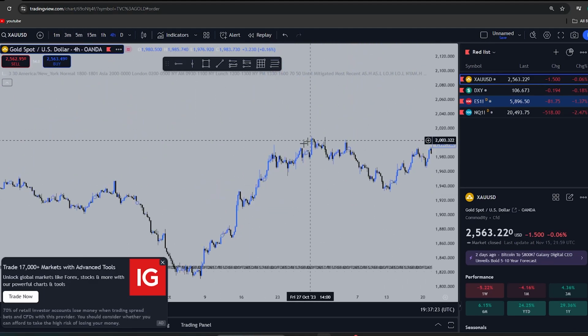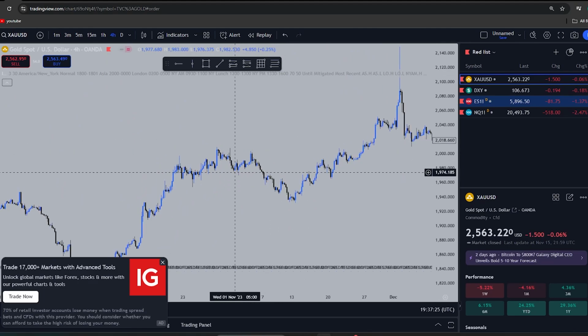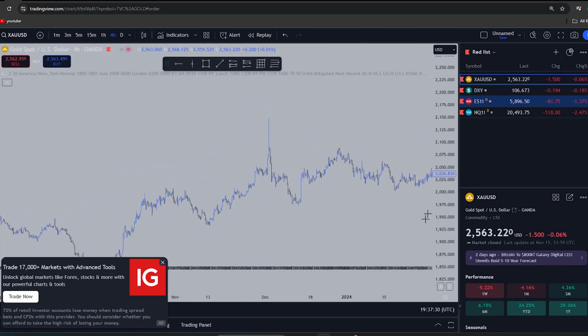Making higher lows, lower highs, higher lows, lower highs until here. Price broke structure, kept on going down, down, down. Price broke structure again, higher. Market's just a bunch of trends, really.